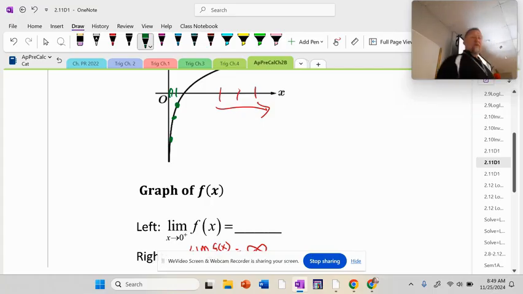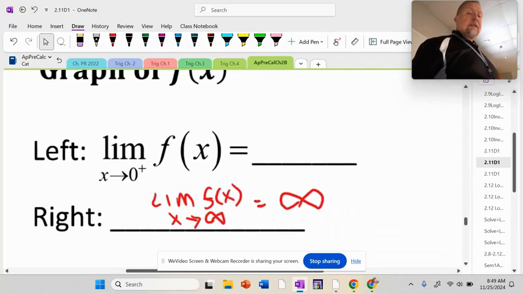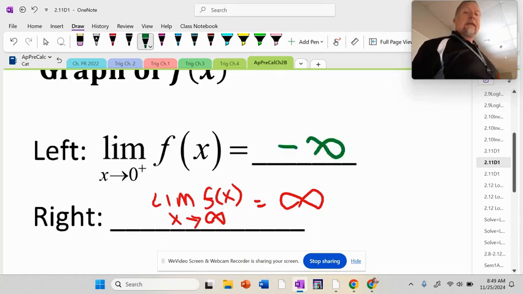corresponding y value. This is why this drives me nuts, people that can't figure this out. As a matter of fact, I'm going to go ahead and highlight this. And that's what it means to be 0 plus. That means to the right of 0, what is the y doing? It's going to negative infinity. That's what input output said.